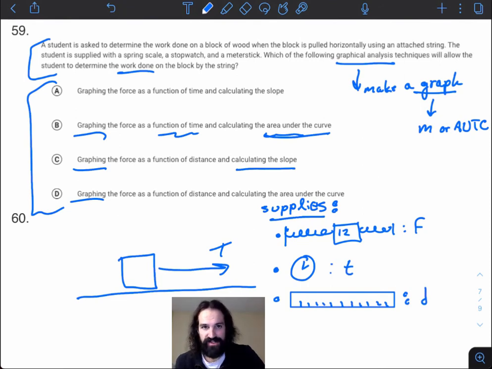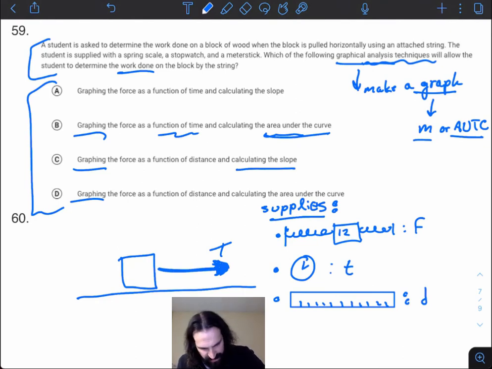And then when you read the question, they give us these supplies: a spring scale, a meter stick, and a stopwatch. Whenever you are given supplies, you should think about, okay, what does each give me? Well, the spring scale gives me force, the stopwatch gives me time, and the meter stick gives me displacement. This rope is being pulled by a constant tension force. I should have said that at the beginning. So which graphical analysis technique, that's fancy for make a graph and use slope or area under the curve, because those are the only two things we care about with any graph, except if you're picking out data points, which rarely happens, will allow the student to determine the work done by the string?